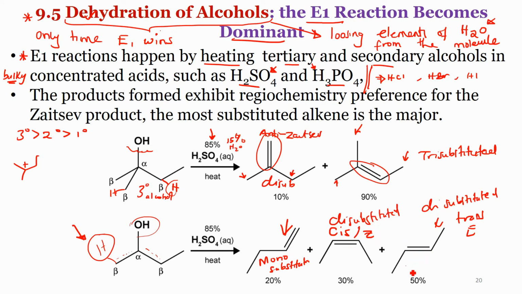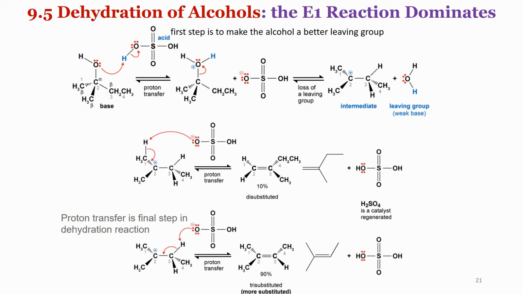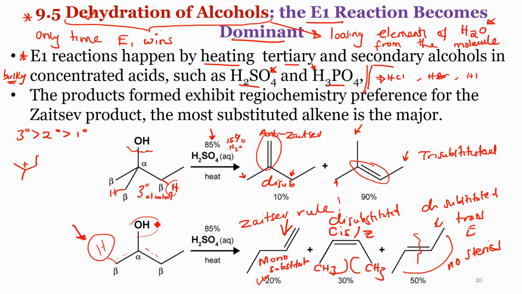The second and the third, both of them are disubstituted, but in this one, the alkyl groups are further away across the double bond. There's no sterics. But here, the CH3s are on one side. We talked about this before. They crowd. That makes the cis less stable than the trans disubstituted. Of course, the mono will be the least, based on the Zaitsev rule. So keep in mind that dehydration is loss of elements of water. It's E1, so first you form a carbocation, and then you have a choice of either taking out the most substituted beta hydrogen or the least substituted beta hydrogen. You get mixtures based on the Zaitsev rule. The double bond that's most substituted and least sterically hindered will be the major.